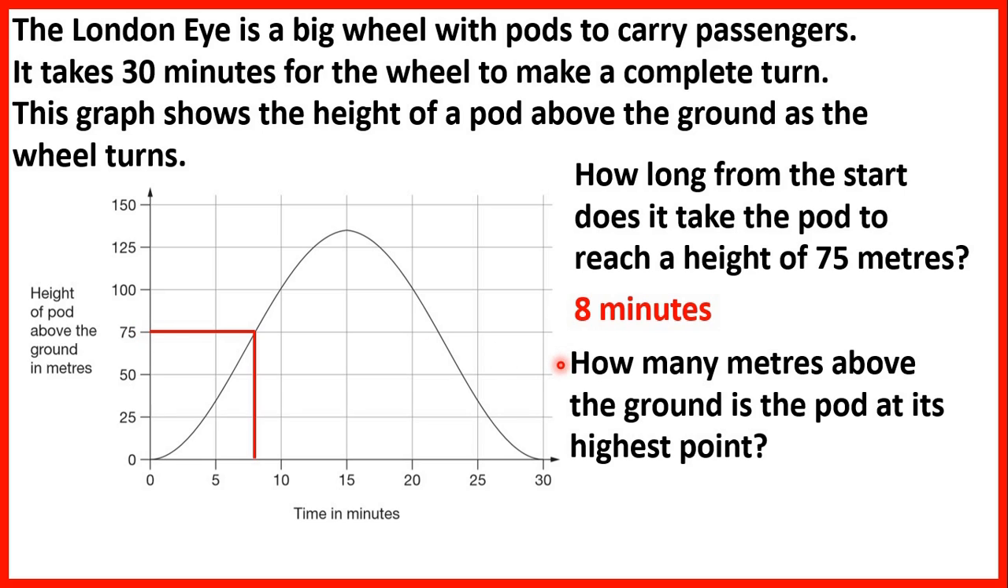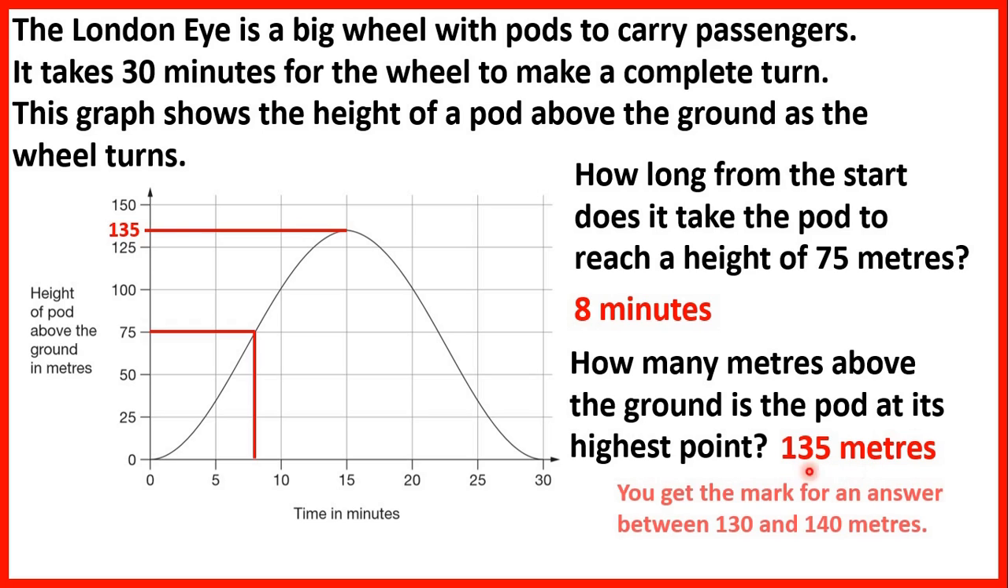Now, how many meters above the ground is the pod at its highest point? So the highest point is this point here, and if we draw a line across, we can see that that's between 125 and 150, but it's slightly closer to 125. So I would estimate 135 meters, but you get the mark for an answer between 130 and 140 meters.